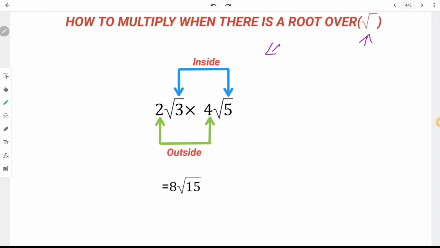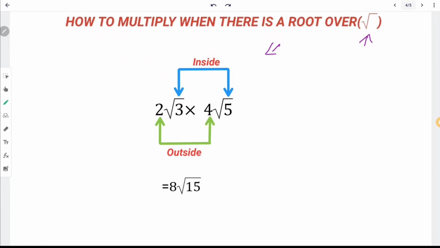In order to help us understand easier, I have written it here. Can you see that we'll just take it to be like this? This 2 and 4 are outside the root, right? And then this 3 and 5 are inside the root. Okay, so how do you multiply? Pretty simple. You just have to multiply outside, and then inside.